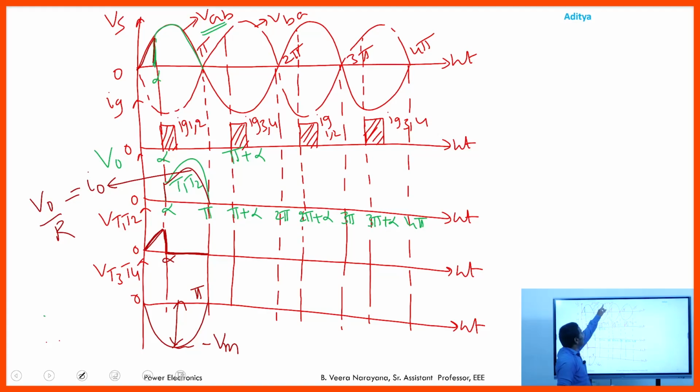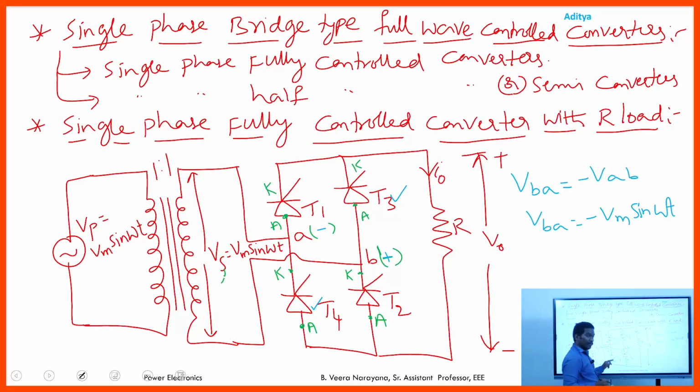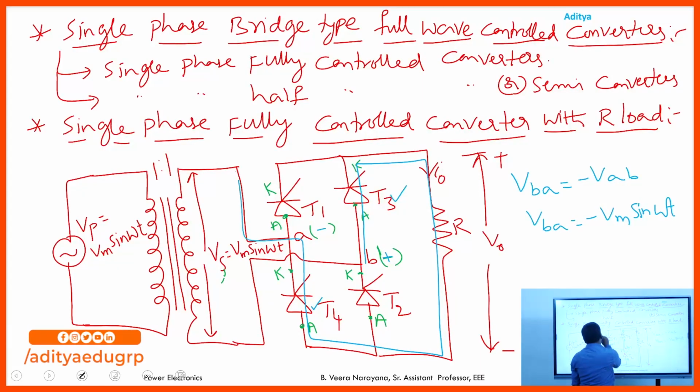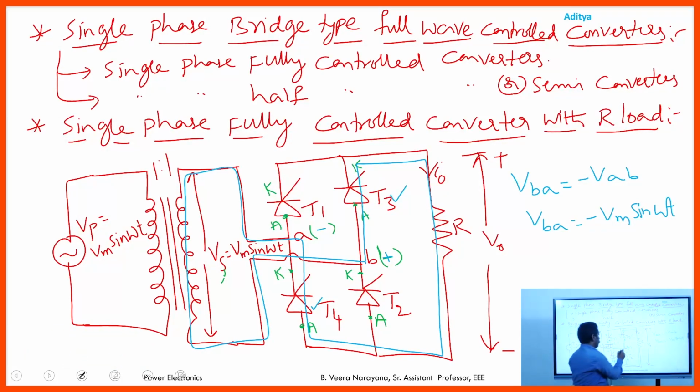Here this is the VAB. VBA is nothing but minus VAB. Hence, with the mirror representation, it will look like this. This is the VBA and this is the VAB. So from pi plus alpha to 2 pi, we provide the gate pulse to T3, T4. So VBA is transmitted to the load, and the current flows through the circuit as B plus, T3, resistive load, T4, A minus, and the secondary winding of the transformer.